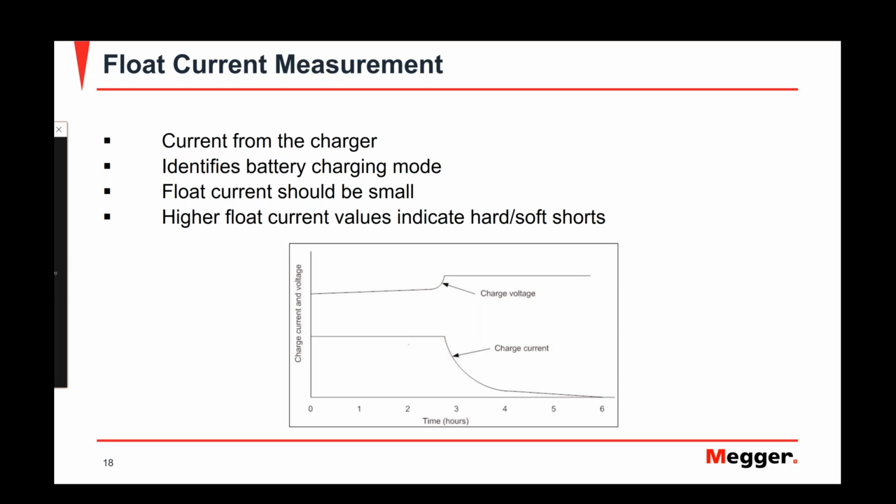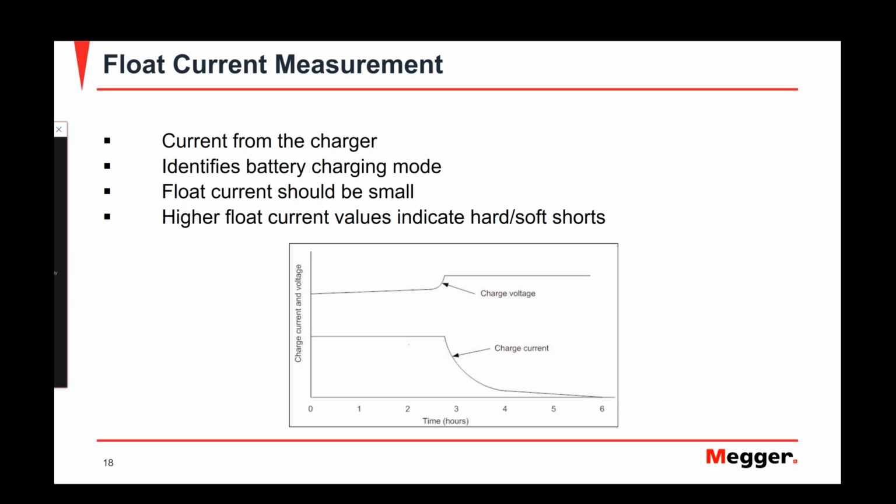Now, float current is the amount of current necessary to maintain the battery string at the appropriate voltage level. And the float current value can help you identify whether the batteries are in a state of charge or discharge. When the batteries are properly maintained and in a fully charged state, the float current value should be relatively small. On the other hand, discharged batteries will have a higher float current until they return to a fully charged state. Now, in some cases, you may have a higher float current value when the battery string is fully charged. This could be an indication that you may have an internal battery problem, such as a hard or soft short.